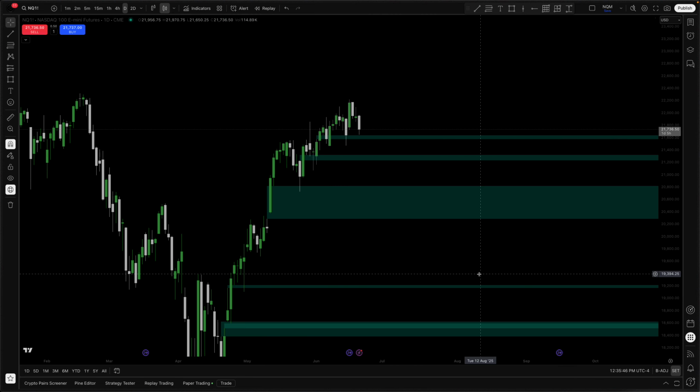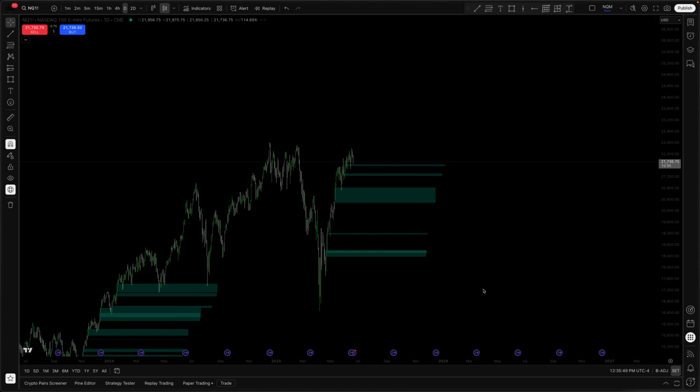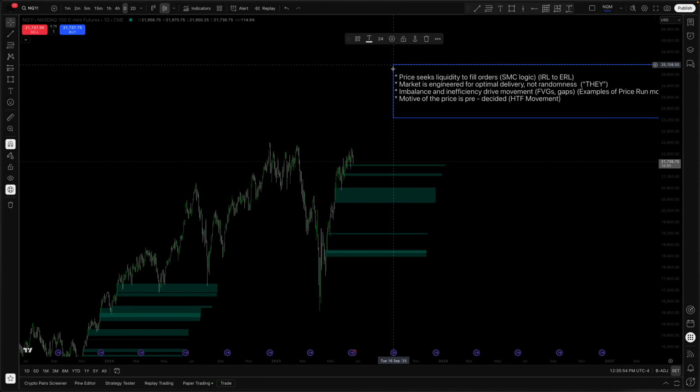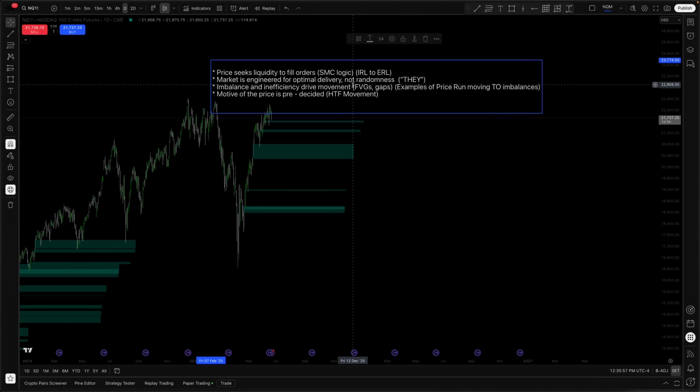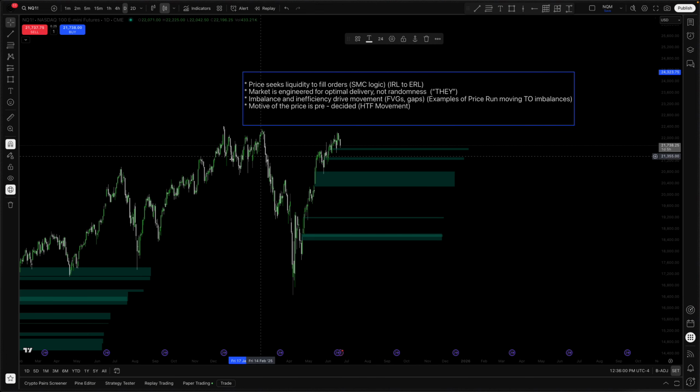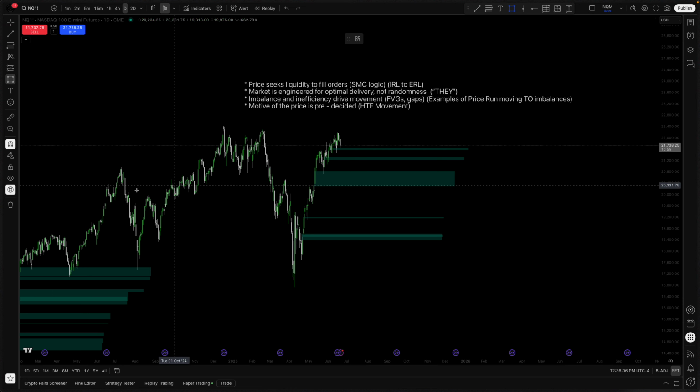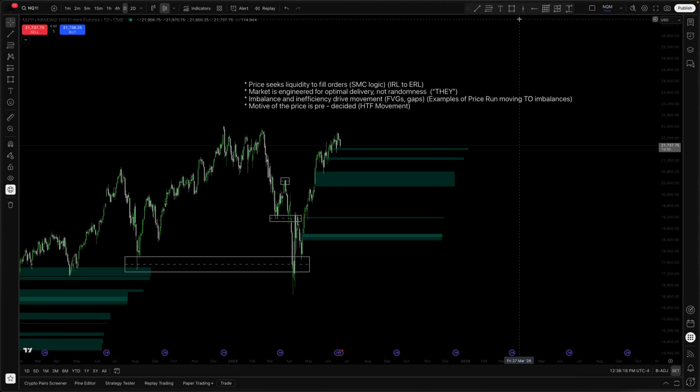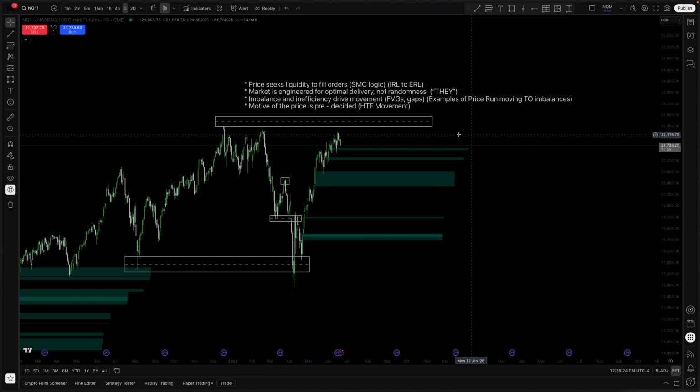So that's enough for right now. SMC, smart money concepts, IRL to ERL: price moves from internal range liquidity, for example this, to external range liquidity, right? To external range liquidity, and all of that is going to happen. It's going to take out external liquidity, orders that are above the all-time high. This is the all-time high, 22,411.